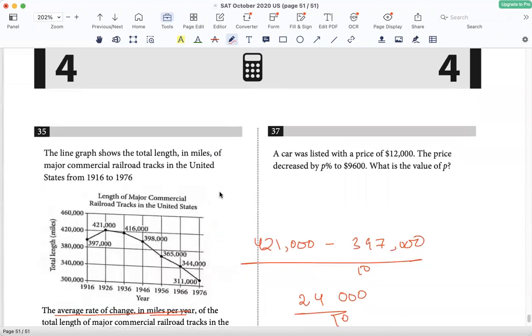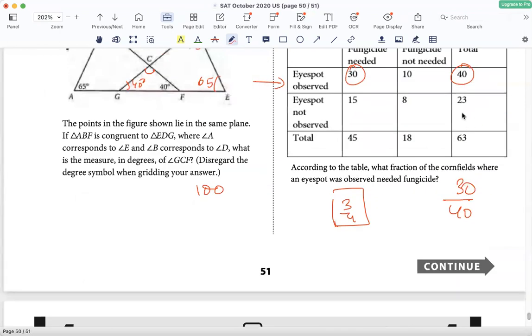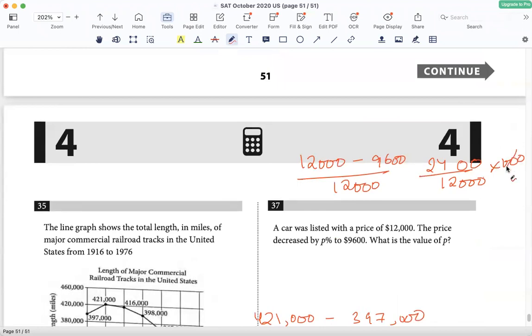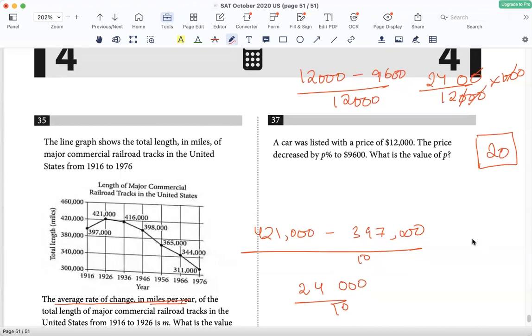A car was listed with a price of 12,000. The price decreased by P% to 9,600. What is the value of P? Okay, so 12,000 minus 9,600 divided by 12,000, right? So that's 2,400 by 12,000 into 100, obviously. So these two zeros and this cancel. So 20%, right? Okay.